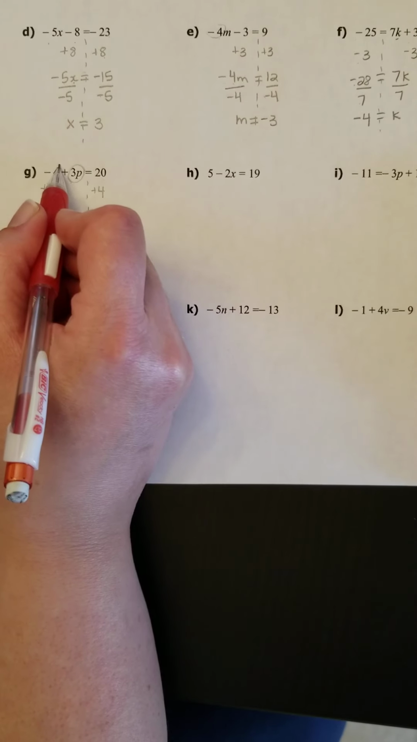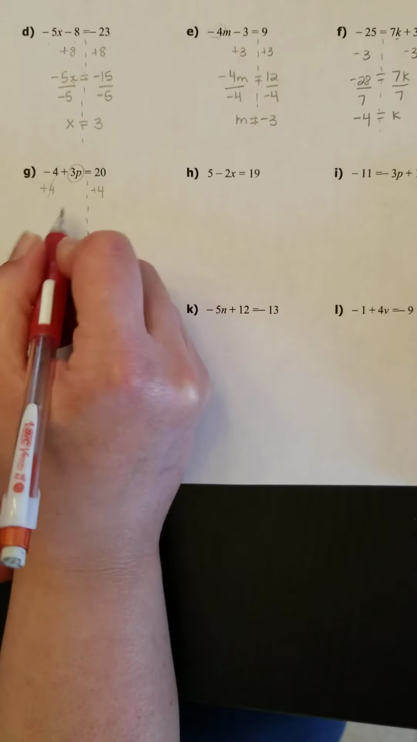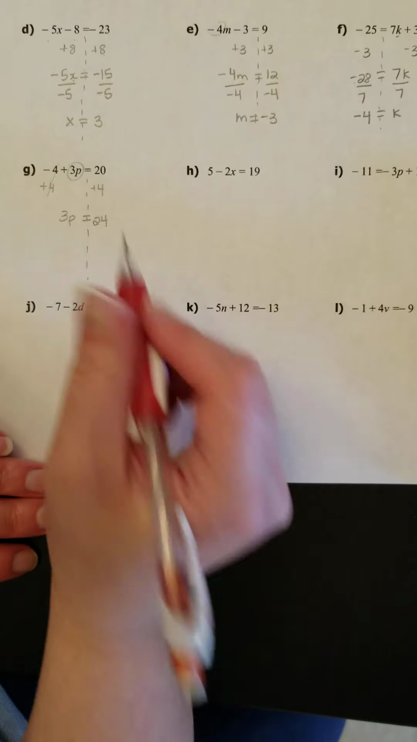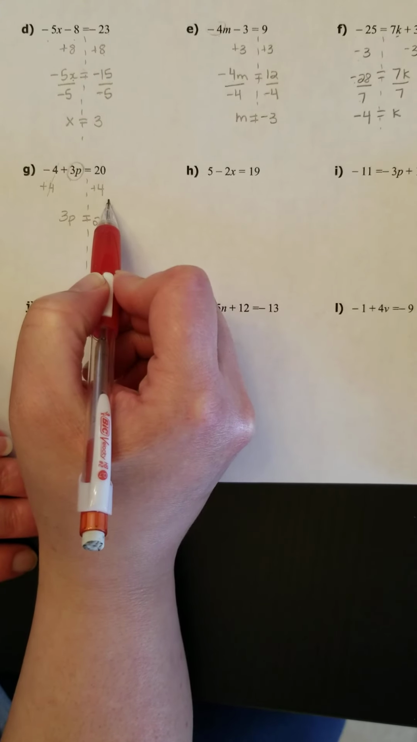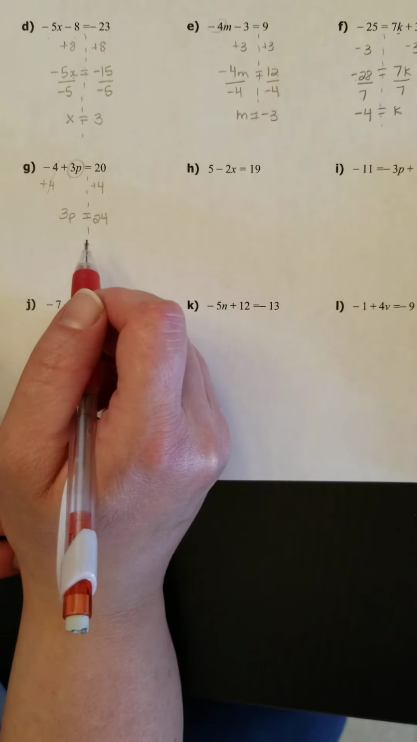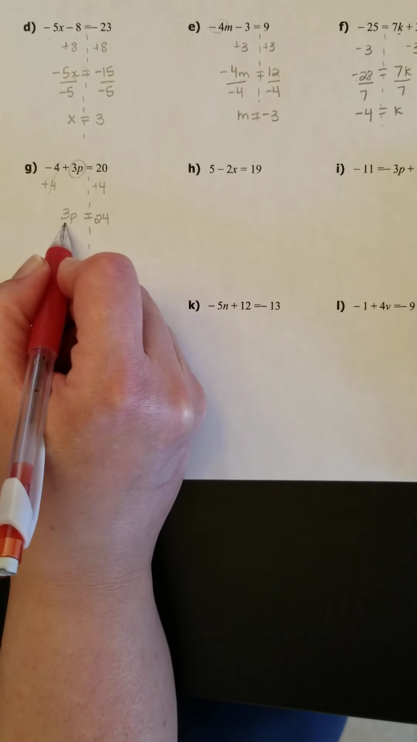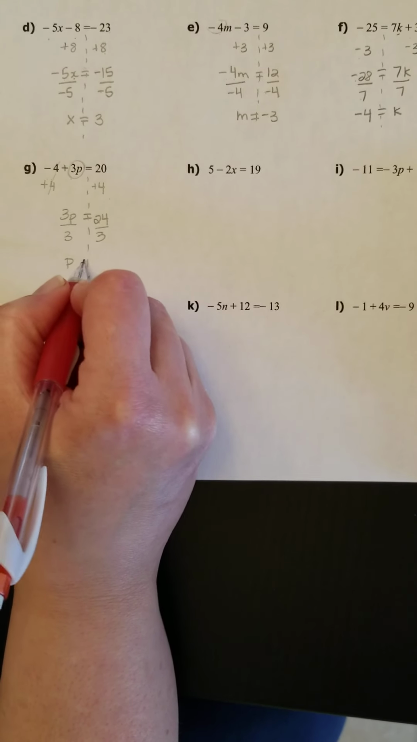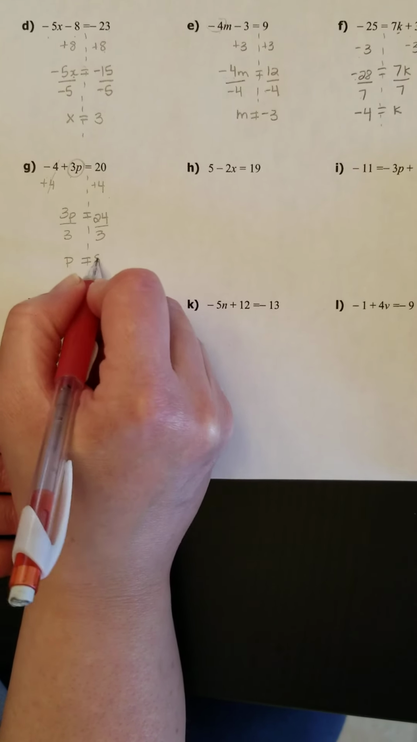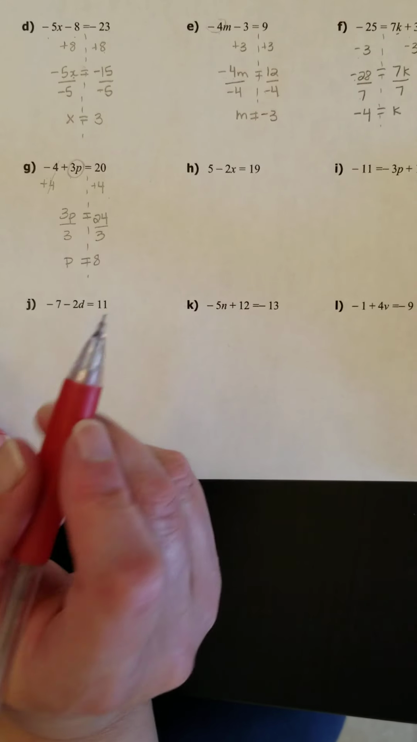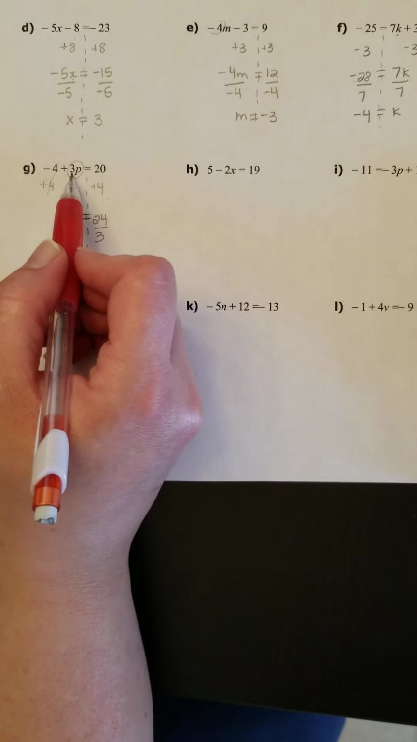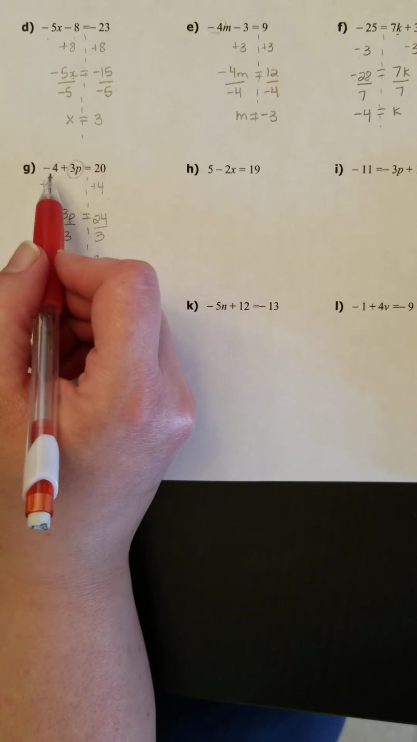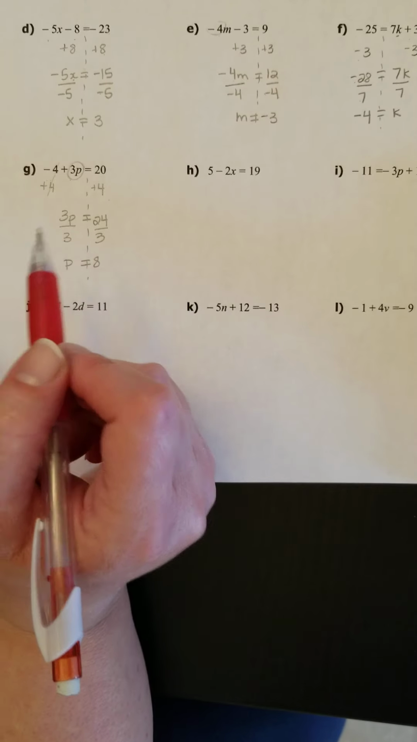Here the -4 and +4 eliminate, and we end up with 3P equals 24 when we add 4 and 20 on the right-hand side. From there, the last step is just the same as all the others. We've got 3 times P, so we'll divide by 3, and we get P equals 24 divided by 3, which is 8. Some people had trouble with this one, thinking that you had to always add or subtract the second number. It's not always the second number, it's always the number that's not with your variable.